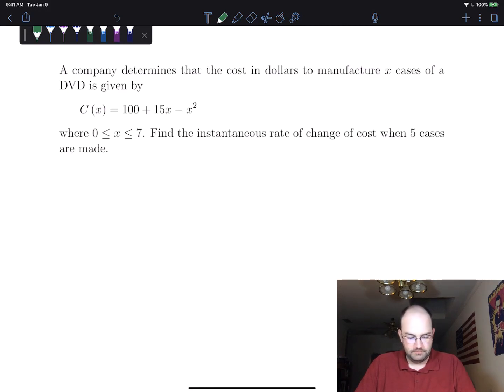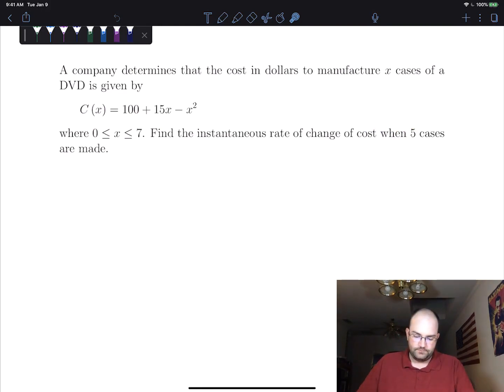Hello. In this video, we're going to look at the instantaneous rate of change. So we have a company determines that the cost in dollars to manufacture X cases of a DVD is given by C of X equals 100 plus 15X minus X squared, where 0 is less than or equal to X is less than or equal to 7. Find the instantaneous rate of change of cost when 5 cases are made.